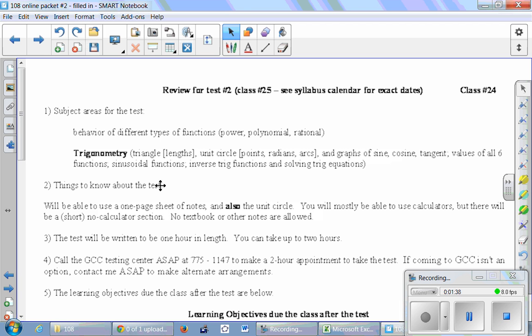Sinusoidal functions involves transforming the basic sine and cosine functions and being able to do application problems, word problems, by transforming the sine and cosine functions. And in order to solve trig equations, we needed to use inverse trig functions. And there's the solving trig equations.